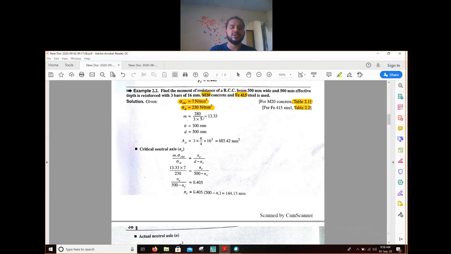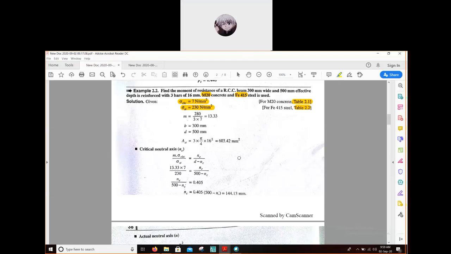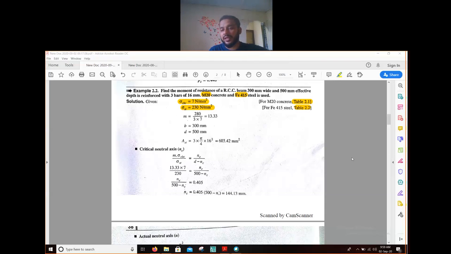This formula I have shown you, I think not in the last class. Before that, when I showed you the different assumptions in working stress theory, I showed you the value of M. M is 280 divided by 3 sigma CBC. Okay, so I hope you have understood this problem. If you have any doubt, you can ask me now. Otherwise, we will go for the next problem.